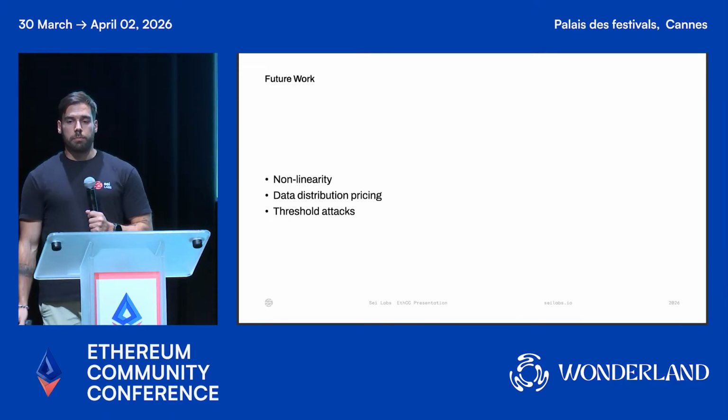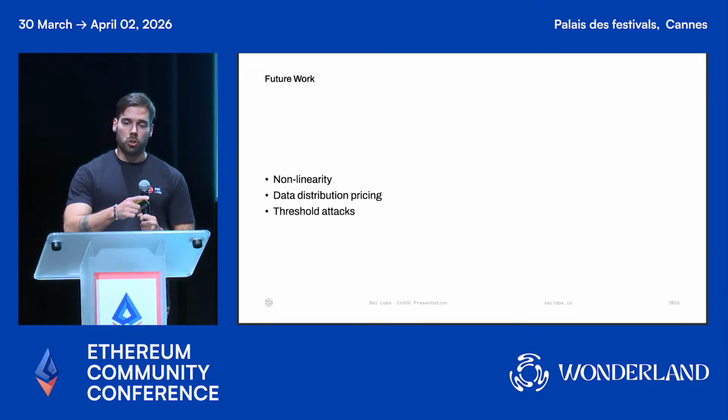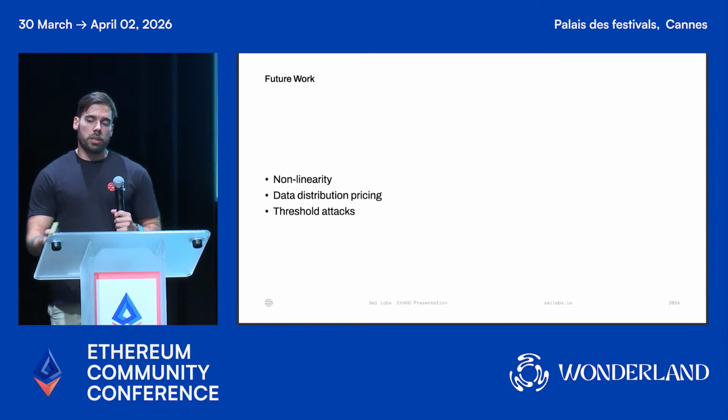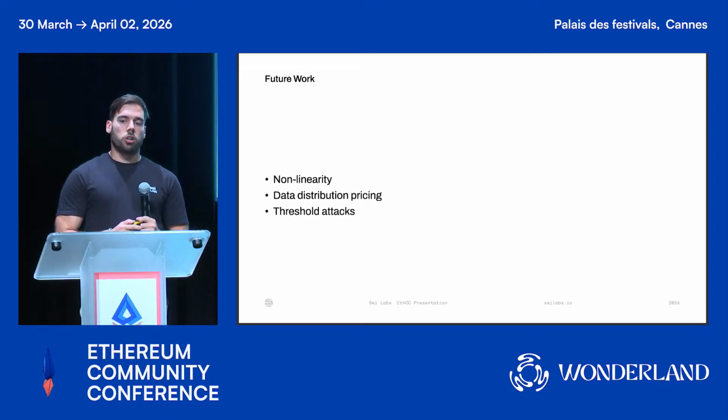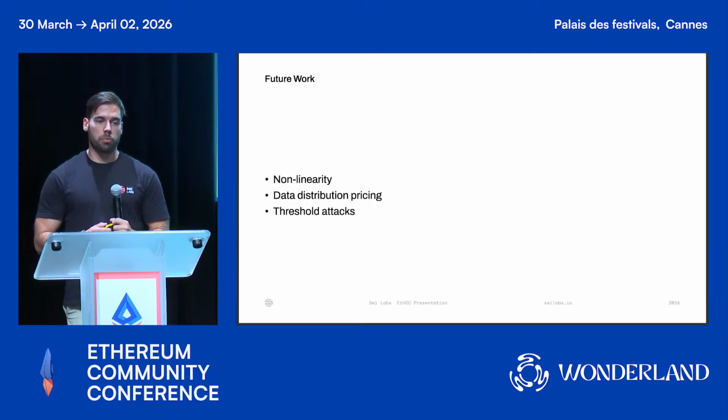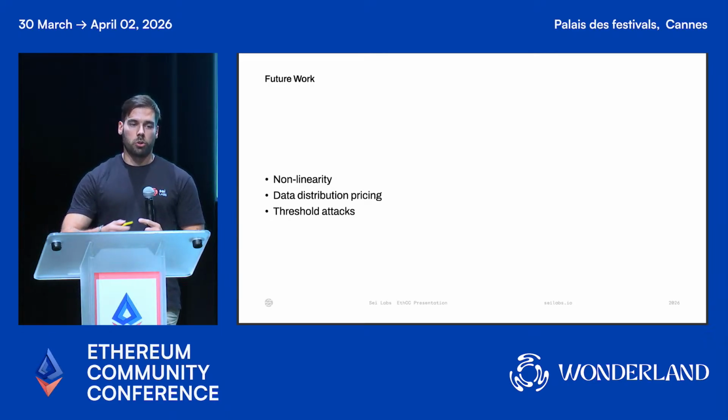I already mentioned that part of the future work we're working on is providing non-linear leaking per shard that you obtain. And the other one is the first economic model on how to price the amount of data that each proposer is distributing in this multi-concurrent proposer design.